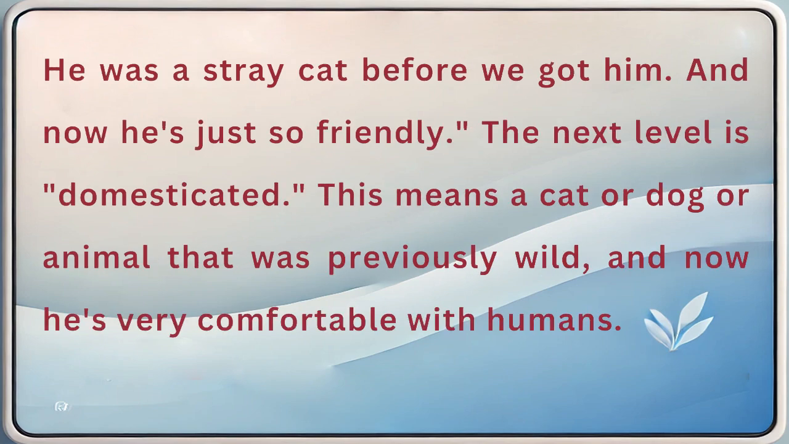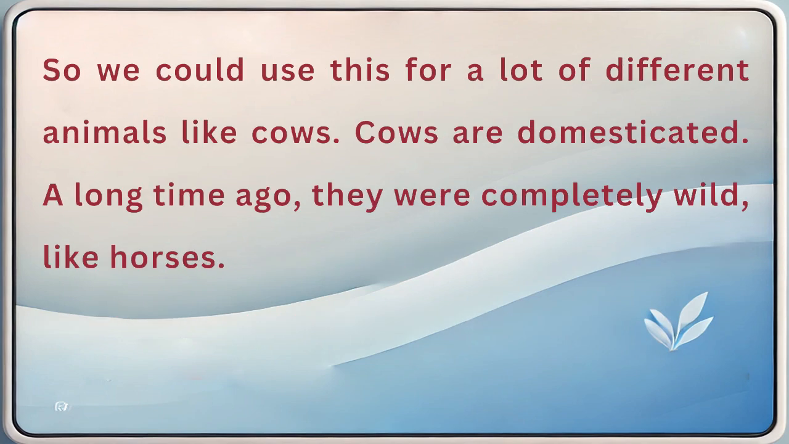He was a stray cat before we got him, and now he's just so friendly. The next level is domesticated. This means a cat or dog or animal that was previously wild, and now he's very comfortable with humans. So we could use this for a lot of different animals like cows.